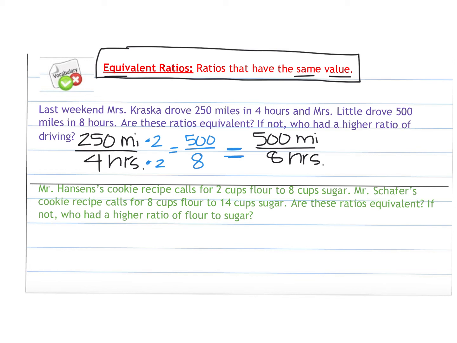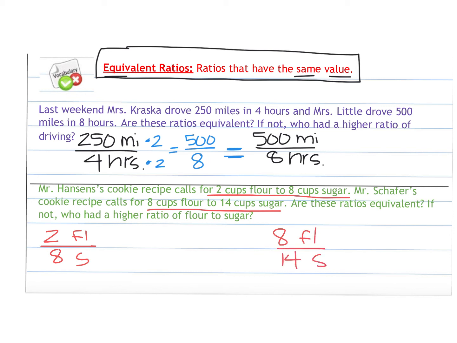Mr. Hansen's cookie recipe calls for 2 cups flour to 8 cups sugar. Mr. Schaefer's recipe calls for 8 cups flour to 14 cups sugar. That's a lot of sugar. Are these ratios equivalent? If not, who had a higher ratio of flour to sugar? So for Mr. Hansen, he has 2 cups flour to 8 cups sugar. Mr. Schaefer has 8 cups flour to 14 cups sugar.